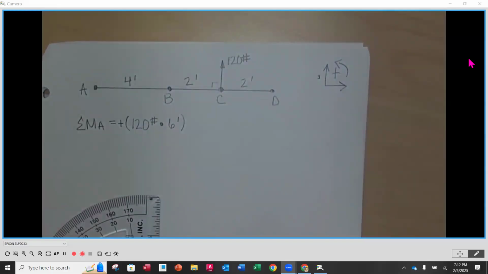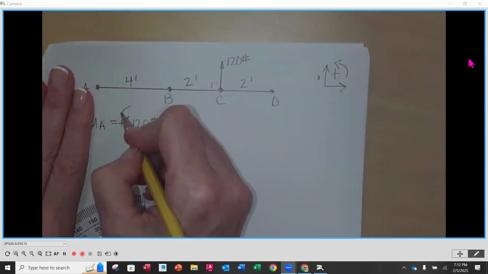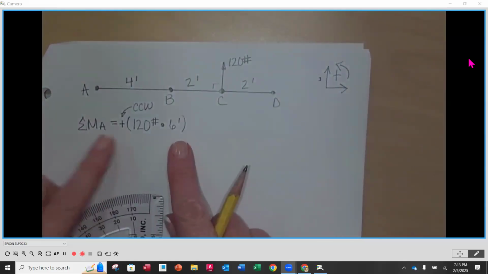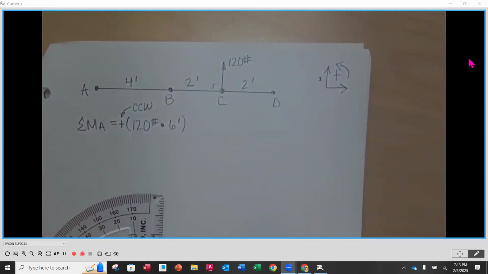All right. So the sign out front here means counterclockwise. All right. Not a positive force. Right. Always put your parentheses around your moment. Force times distance.